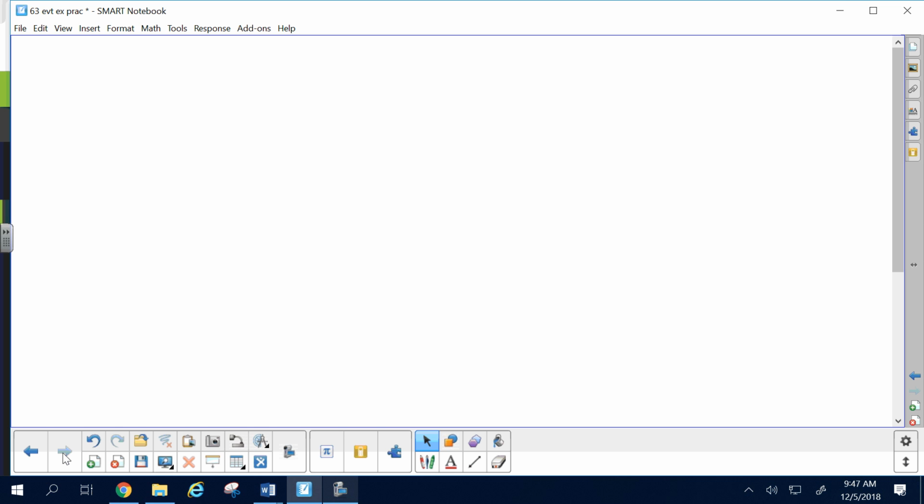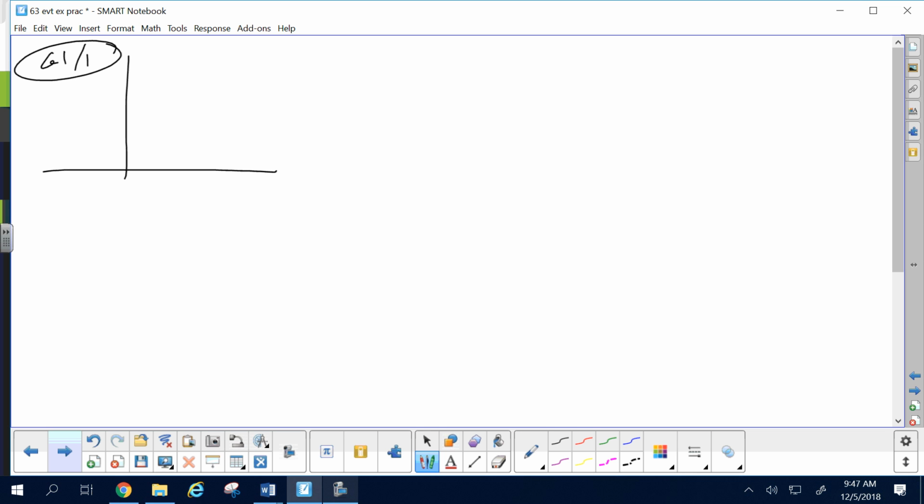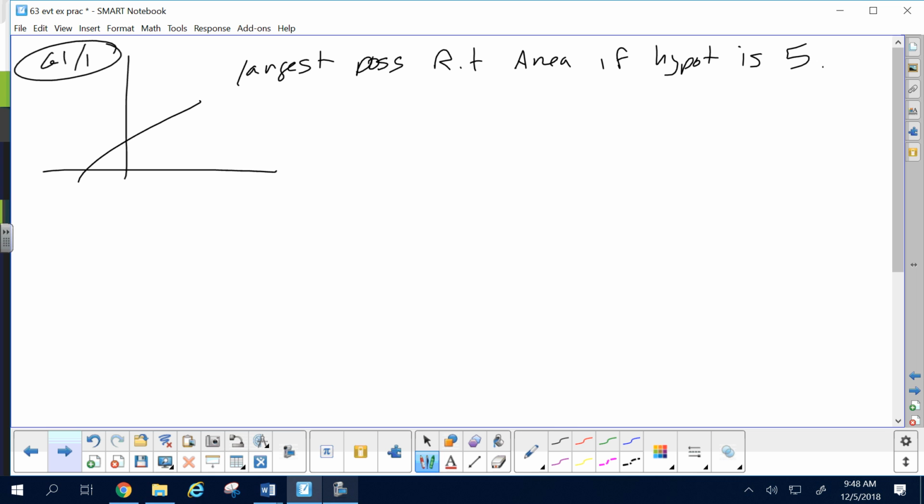Number 1. If you recall, and I apologize, I know it's been a while, so these might not be at the forefront of your memory. I think it said: largest possible right triangle area if the hypotenuse is 5 units. Now what kind of problem is this called in calculus? Find the largest possible. It's optimization. Okay. So you're trying to maximize the area.